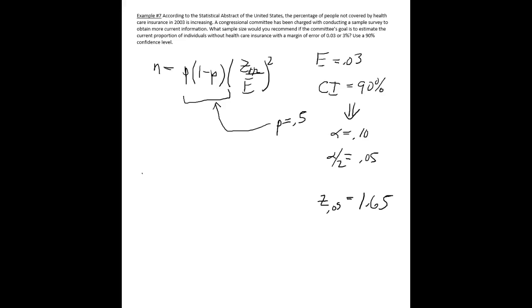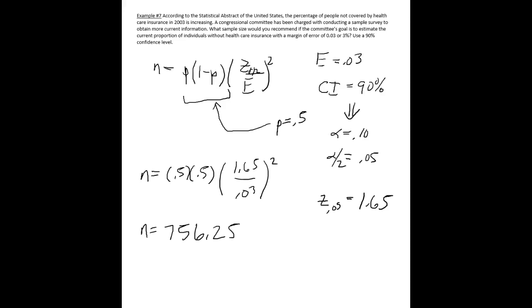And then we can just plug into our formula. n is equal to 0.5 times 1 minus 0.5, which is also 0.5, times z alpha half, which is 1.65, divided by our margin of error, 0.03, whole thing squared. Okay, so you run those numbers, and we get 756.25, which, if we are looking for the minimum number, we always round up, as mentioned in a previous video, to 757.